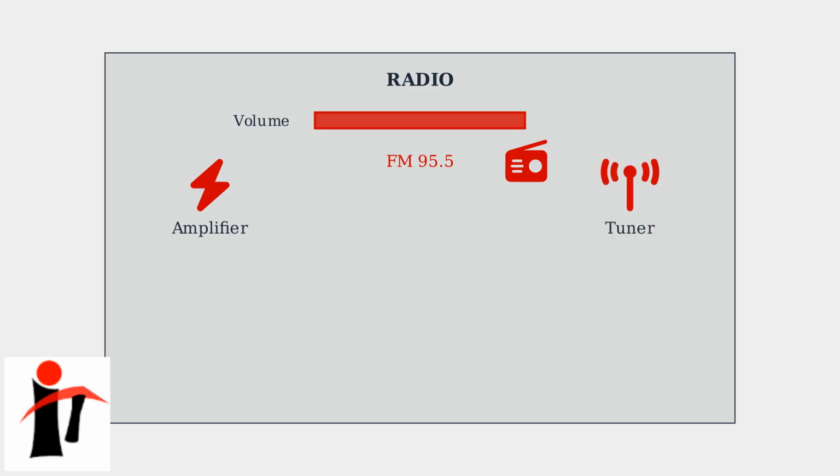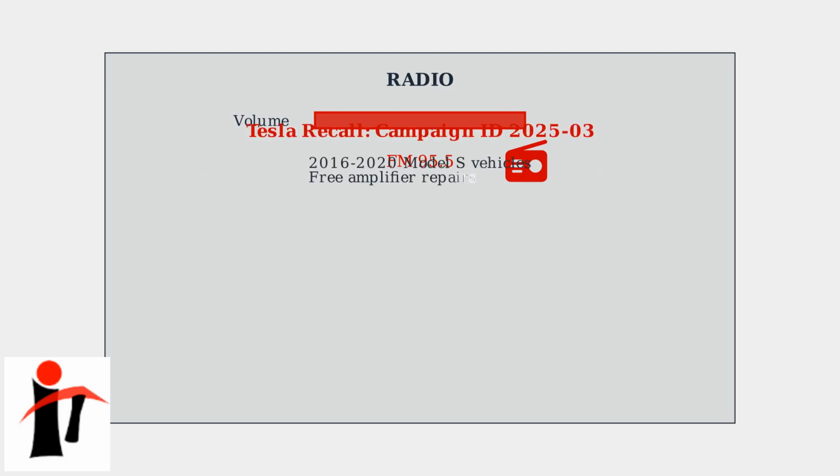Tuners process FM and DAB signals. In older Model S vehicles, particularly those before 2018, tuner failures often result from degraded antenna modules or signal processing issues, causing reception problems or complete tuner lockups. Tesla addressed widespread amplifier issues with a voluntary recall, Campaign ID 2025-03, affecting approximately 50,000 Model S vehicles from 2016 to 2020. This recall provides free software patches and hardware swaps for affected units.